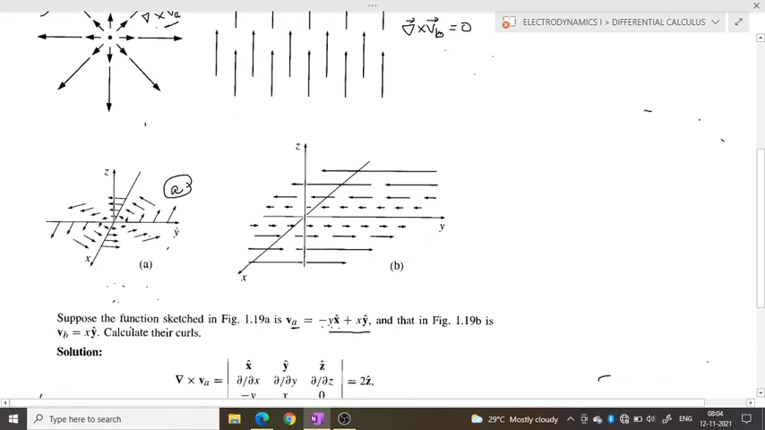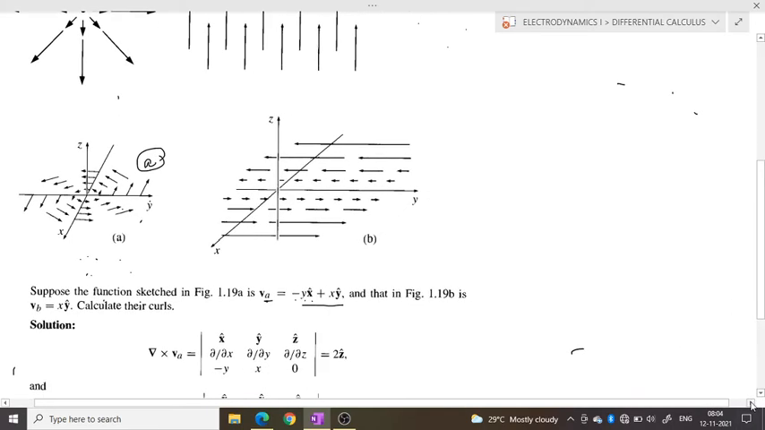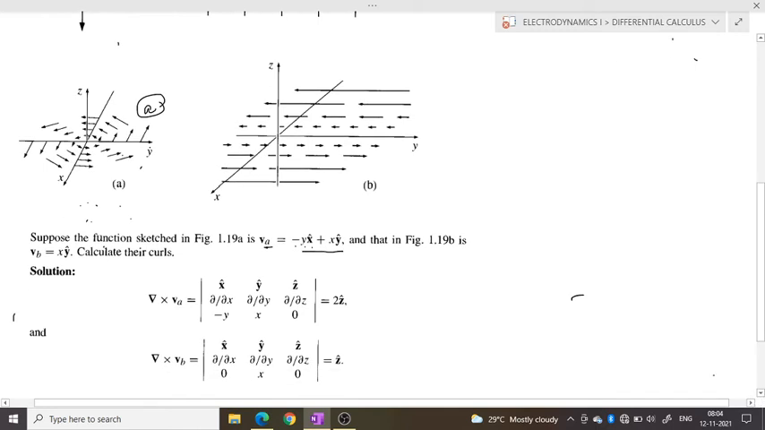So what will be the curl? It will be del cross Va. The first row will be x, y and z, the second row will be ∂/∂x, ∂/∂y and ∂/∂z, and the third row is minus y, x and 0, since there is no z component. When we find del cross Va, we get 2z. That is, the curl is pointing in the z direction.